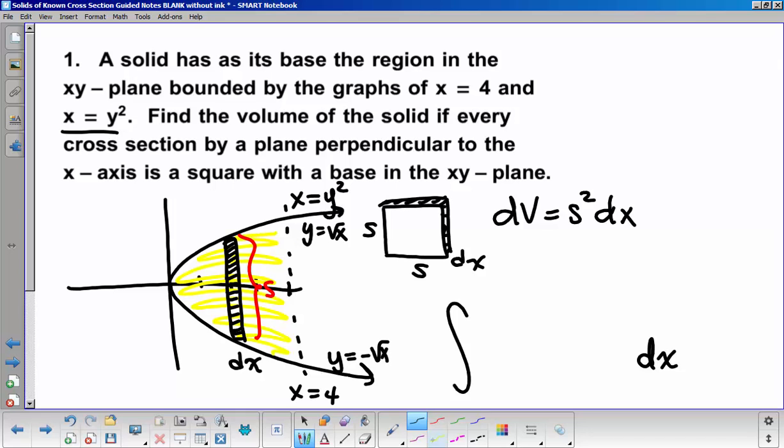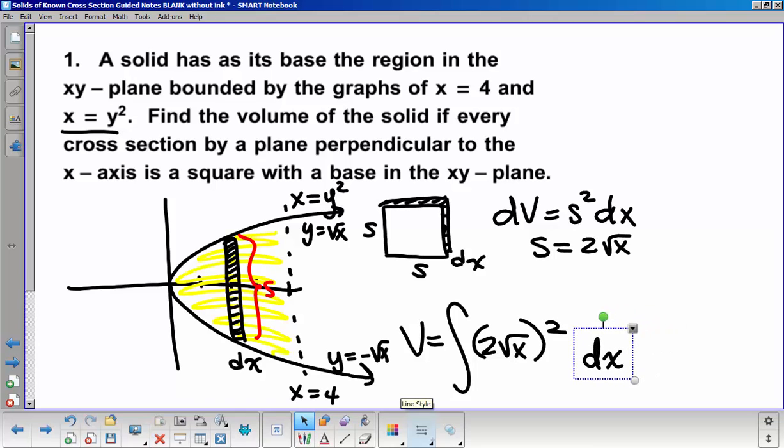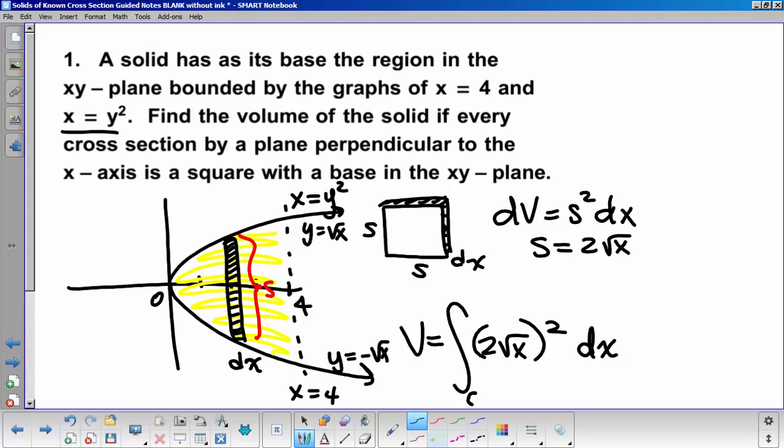So what is s functionally? What is this distance for s? It's root x minus negative root x. Or can you see, using symmetry, that it would be 2 root x? So the side length is 2 root x. So the volume then is going to be 2 root x quantity squared, and I'm going to bring this lonely little dx over here. I'm integrating this from 0 in the x direction to 4.